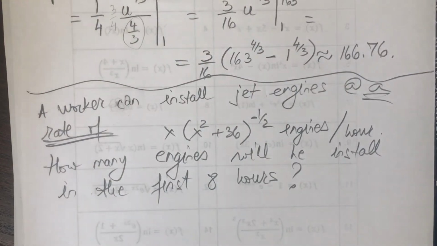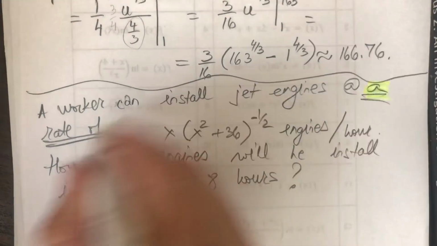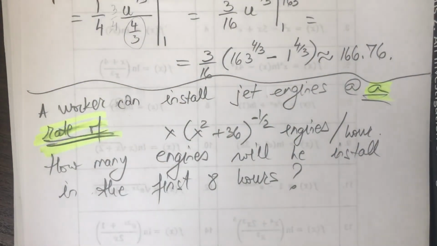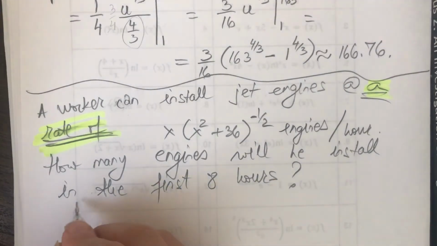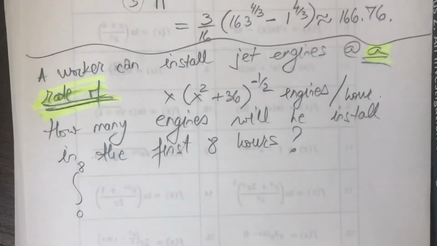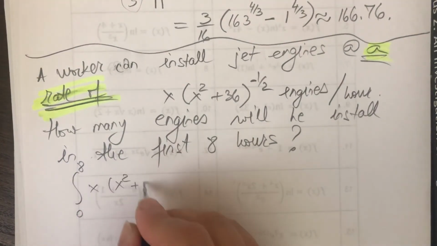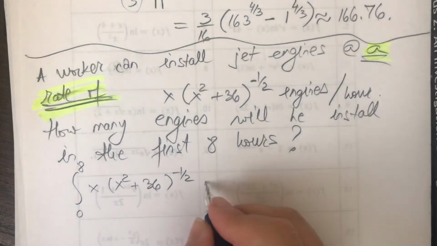So again, there's your key word. This is a rate of. So I'm giving you the derivative, yes? And I'm asking you to find an accumulated amount. So within these hours, that's simply a definite integral. First 8 hours is from 0 to 8 of x times x squared plus 36 to the negative 1/2 dx.